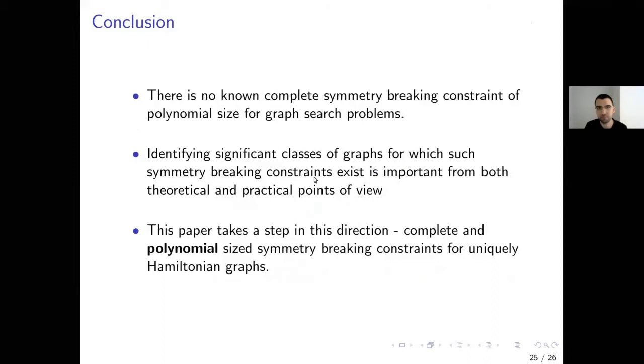So in conclusion, there is no known complete symmetry breaking constraint of polynomial size for graph search problems. Identifying such classes is important from both theoretical and practical points of view. And this paper takes a step in this direction. It shows a complete and polynomial sized symmetry breaking constraint for uniquely Hamiltonian graphs. Thank you for your attention.